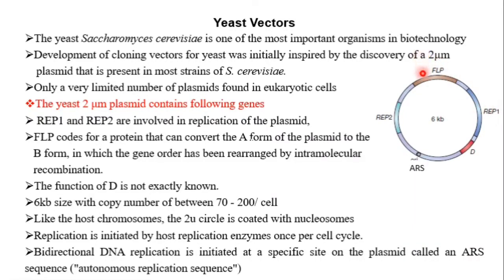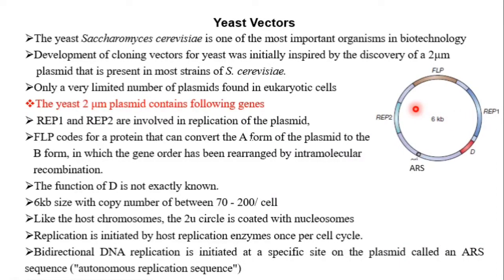Another protein is FLP. This FLP is involved in the conversion of the A form of this 2 micron plasmid into the B form. That means this FLP coding protein will rearrange the genes present in this 2 micron plasmid. And another gene is known as the D part. The exact proper role of this D part is not known.